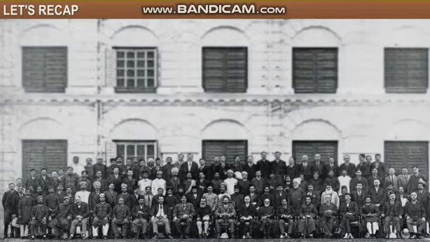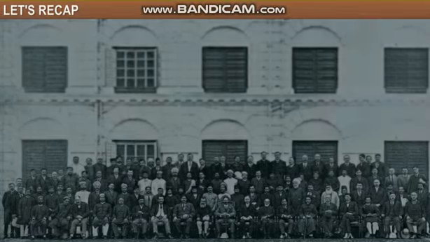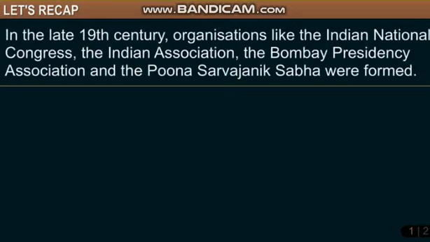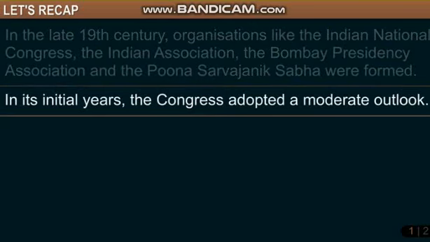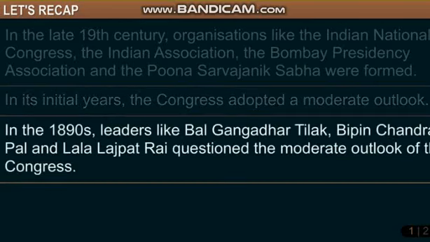You have now reached the end of the module on the emergence of nationalism. In this module, you learnt that in the late 19th century, organizations like the Indian National Congress, the Indian Association, the Bombay Presidency Association, and the Pune Sarvajanik Sabha were formed. In its initial years, the Congress adopted a moderate outlook. In the 1890s, leaders like Bal Gangadhar Tilak, Bipin Chandra Pal, and Lala Lajpat Rai questioned the moderate outlook of the Congress.